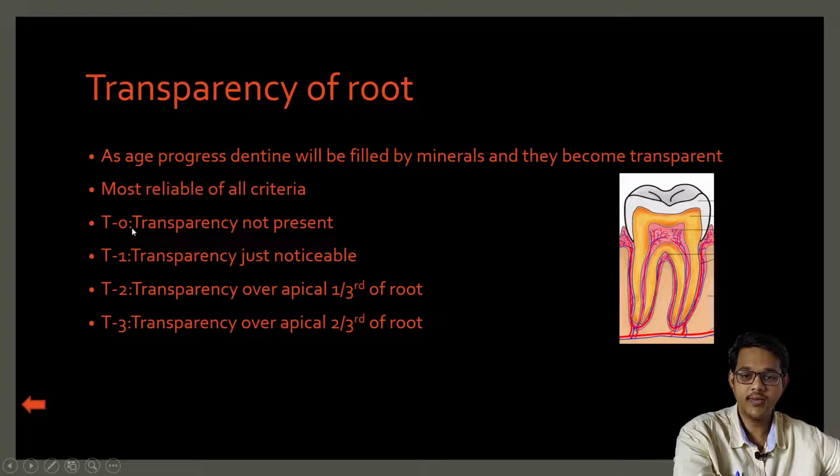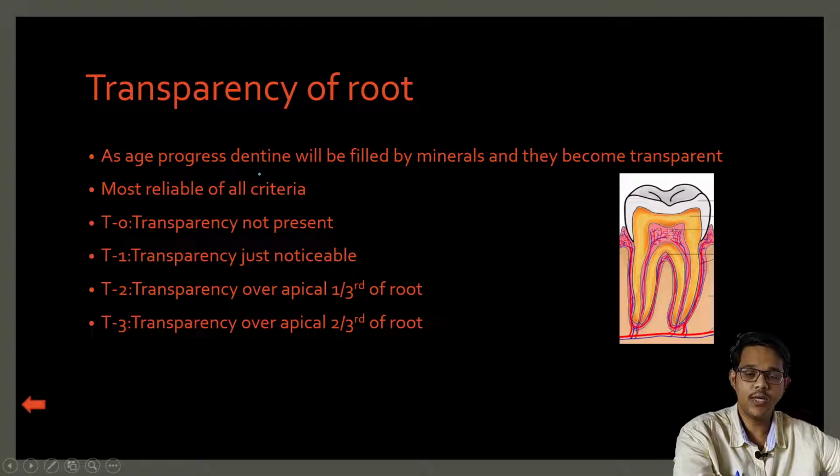Again it is graded into T0, T1, T2 and T3. As age progresses, dentin will be filled in and it becomes transparent. So T0 is transparency not present, T1 is transparency just noticeable, T2 is transparency over the apical one-third of the root, and T3 is transparency over the total of the root.